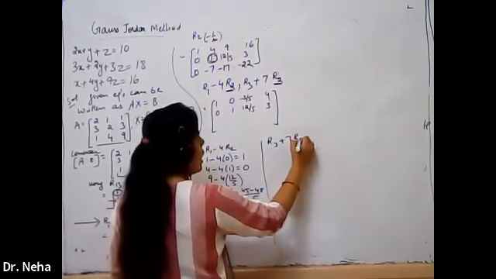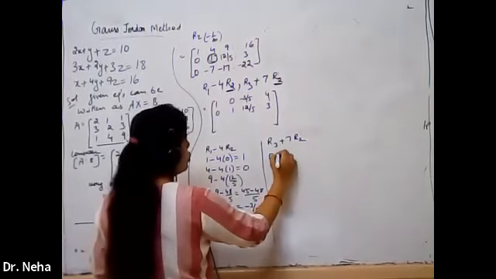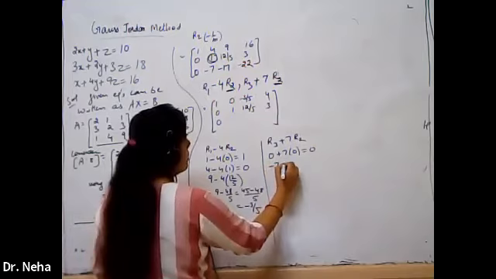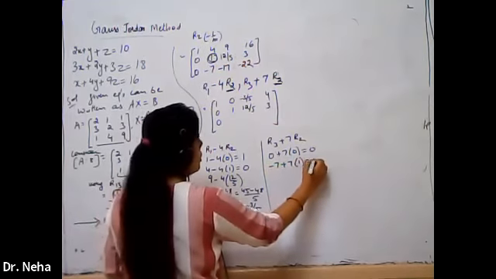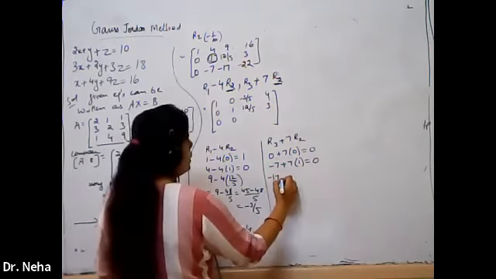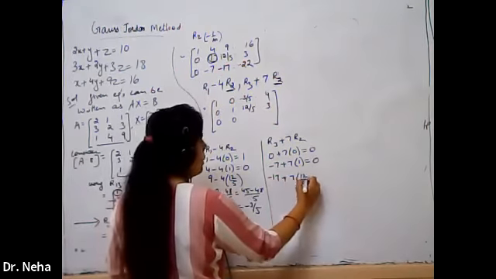R3 plus 7 R2. First element. 0 plus 7 into 0. Total will be 0. Then minus 7 plus 7 into 1. 0. Second element. Third element. Minus 17 plus 7 into 12 by 5.